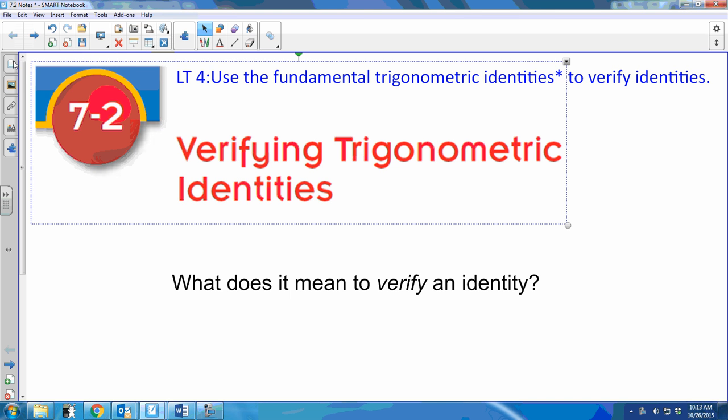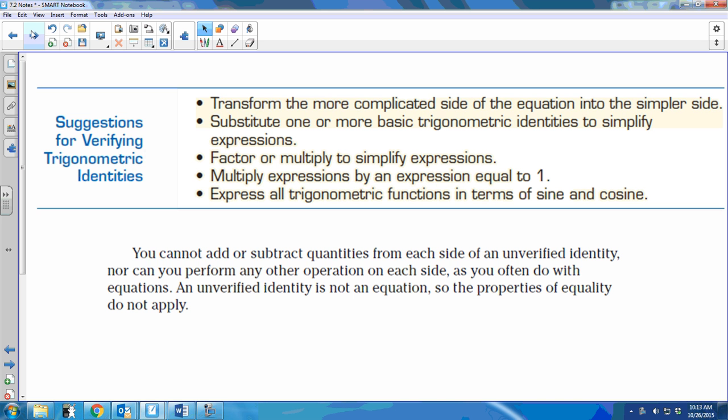Again, learning target 4 is verifying identities. To verify an identity means they're going to give you an equation, and you're going to show that both sides are equal without actually using any properties of equality. So you aren't actually going to solve the equation. You aren't going to be moving things to each side or subtracting things or dividing things out. You're just going to rewrite one side or both sides to show that they're equivalent. Okay? That's what we're doing to verify.